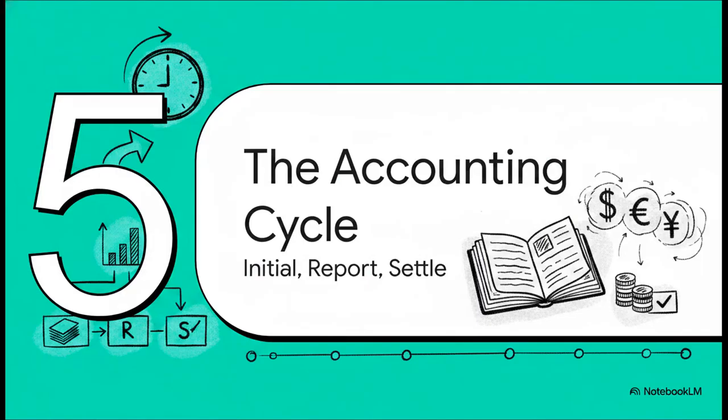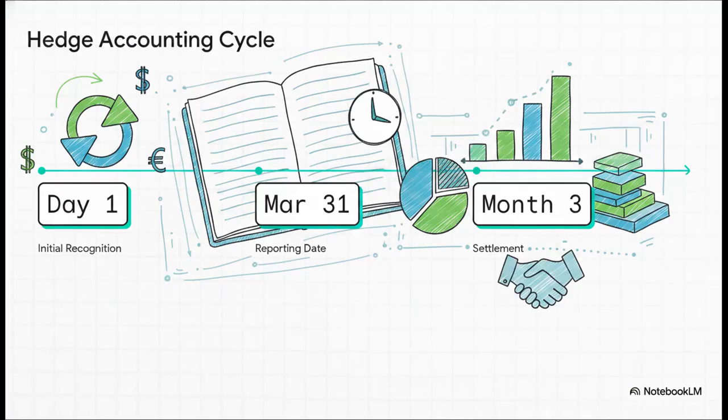All right, Section 5, the accounting cycle. Initial, reporting, settlement. We've laid all the theoretical groundwork, so let's look at the timeline mapping out exactly when our finance team needs to act. We have day 1, which is our initial recognition. Then, right in the middle of our 3-month contract, we inevitably hit our standard year-end reporting date of March 31st. And finally, we conclude at the 3-month mark with settlement.